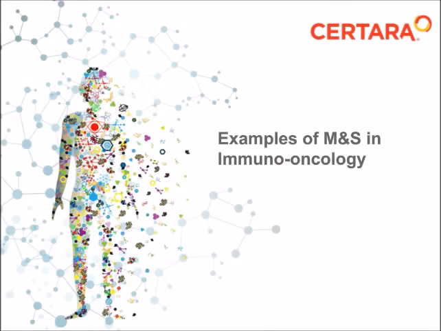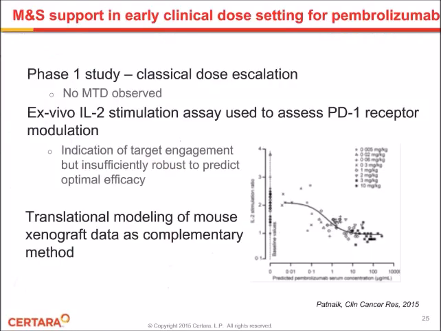Okay, moving into those examples and going to the first there. This is a translational example where modeling and simulation was applied to support the early clinical dose setting for pembrolizumab, which is the Merck anti-PD-1 antibody. And as background, the phase 1 study was already ongoing. In that study, classical dose escalation was performed. In that dose escalation, no MTD was observed.